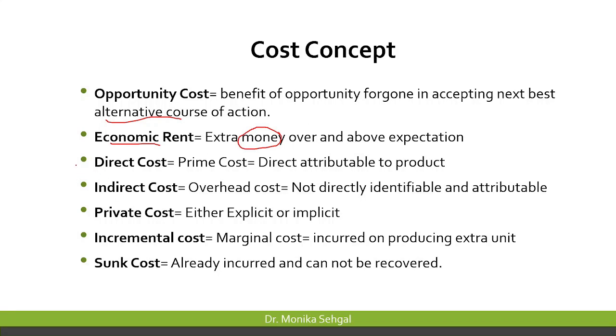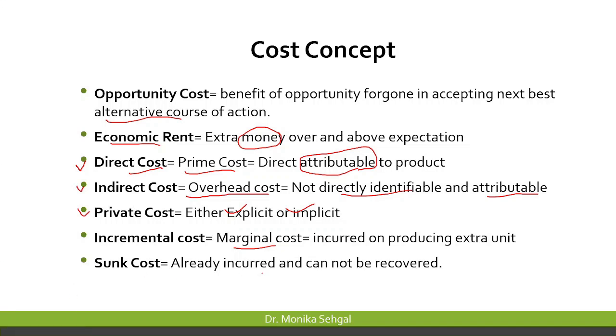There are more costs, that is the direct cost, indirect cost, and private cost. Direct cost is also known as the prime cost. It is always directly attributable to the product, for example rent. Indirect cost is the overhead cost which is not directly identifiable and attributable, and the private cost is either explicit or implicit. Incremental cost is known as the marginal cost. It is that cost which is incurred on the extra units of production.